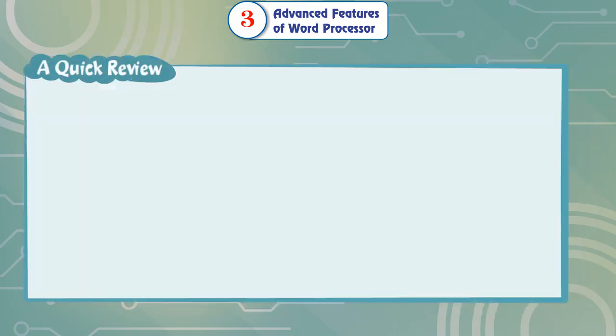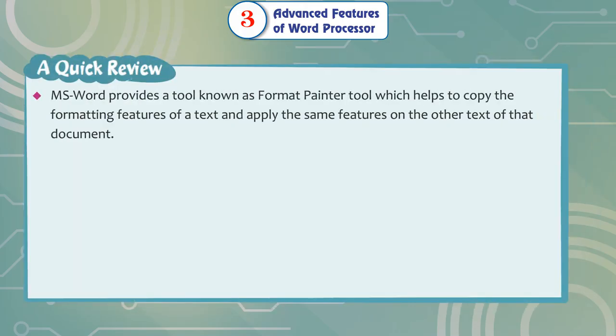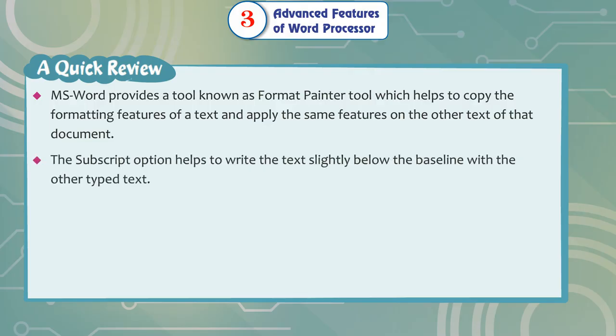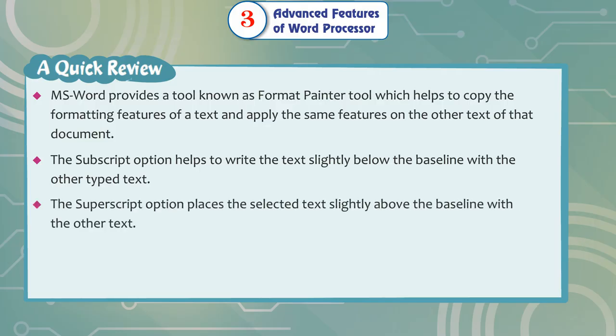A quick review: MS Word provides a tool known as the Format Painter tool, which helps to copy the formatting features of a text and apply the same features on other text of that document. The Subscript option helps to write the text slightly below the baseline with the other text. The Superscript option places the selected text slightly above the baseline with the other text.